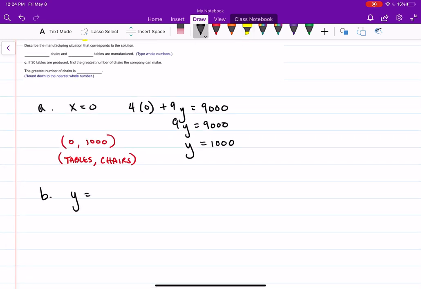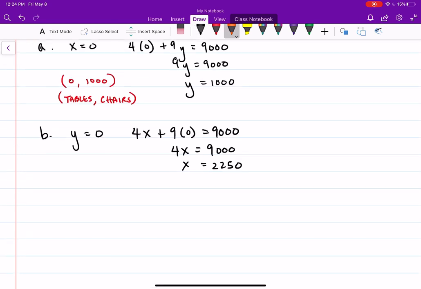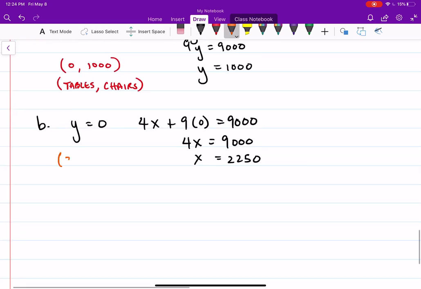Y is equal to 0. So 4x plus 9 times 0 is equal to 9,000. 4x is equal to 9,000. So what's x equal to? Let's take 9,000 divided by 4, and I get 2,250. So now I have a point of 2,250, comma, 0.